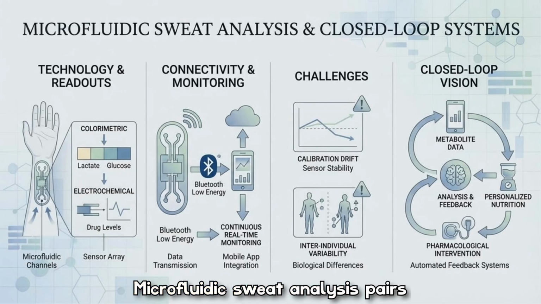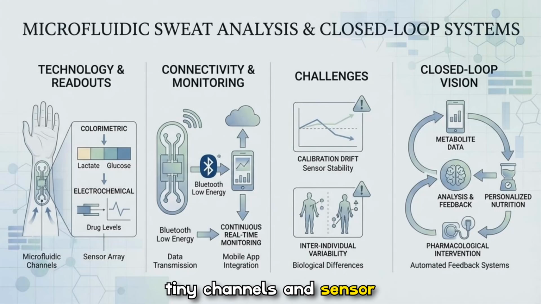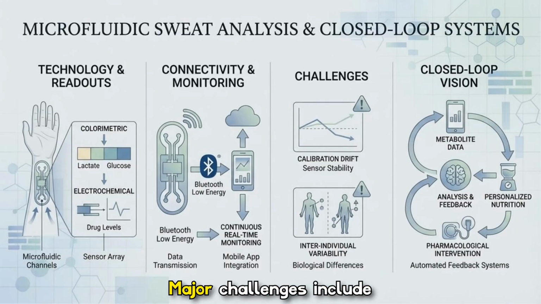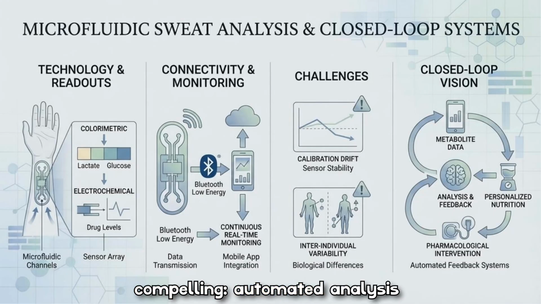Microfluidic sweat analysis pairs tiny channels and sensor arrays for colorimetric and electrochemical readouts of lactate, glucose, and drug levels, enabling continuous monitoring through Bluetooth-enabled apps. Major challenges include calibration drift and inter-individual variability, but the closed-loop vision is compelling. Automated analysis feeds personalized nutrition or pharmacological interventions, creating real-time feedback systems for individualized health management.